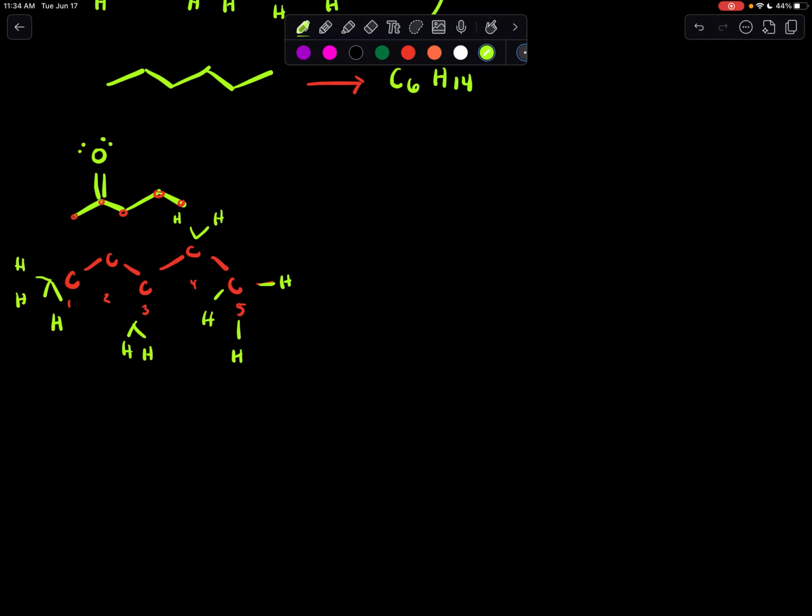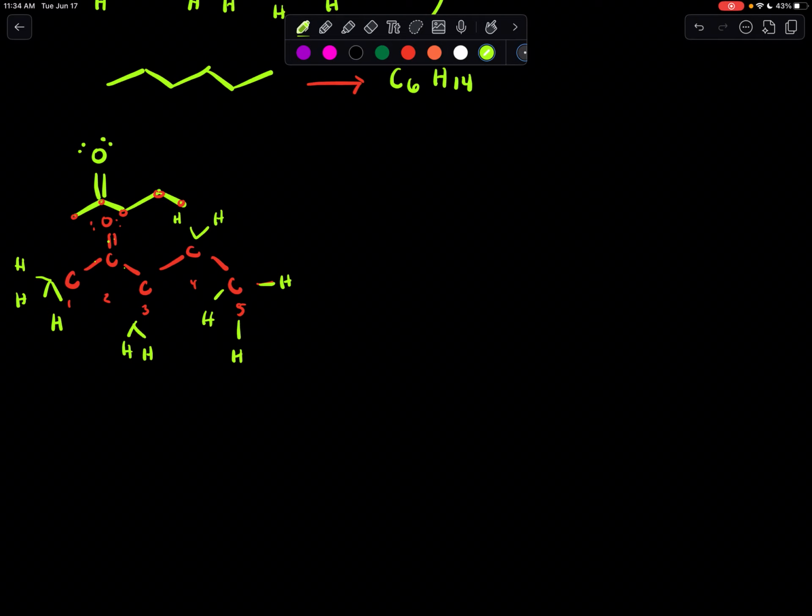However, this carbon has a double bond with an oxygen. So it already has 2 bonds. So that means how many do I have left? This carbon already has its octet. Look, 1, 2, 3, 4, 5, 6, 7, 8. So no more hydrogens on that one.